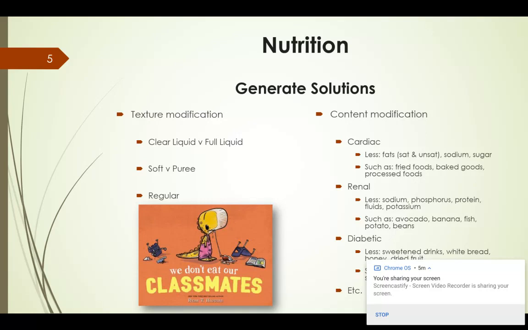And then we're going to limit the protein too. So there's really nothing remotely interesting to eat in a renal diet. It's very, very difficult and demanding. And there's lots of patient education that goes into these diets.